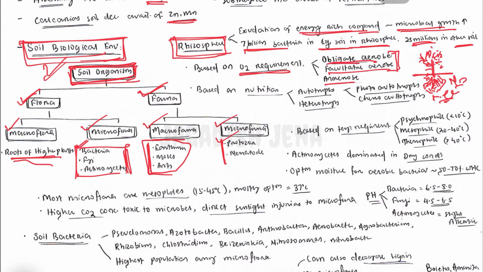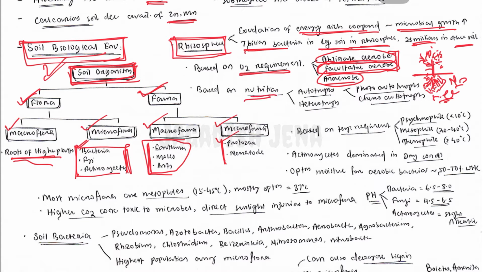In the case of obligate aerobe, these microbes require oxygen, and without oxygen they cannot survive. Okay. Then facultative aerobe, they require oxygen, but without oxygen they can survive. Okay. Anaerobe, they don't require any oxygen for their survival. They can even survive in anaerobic condition.